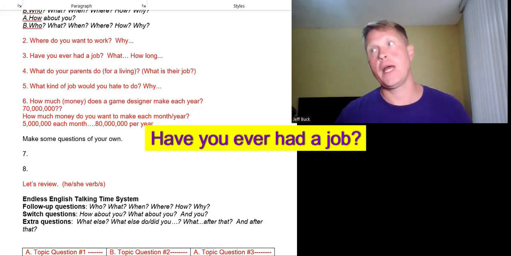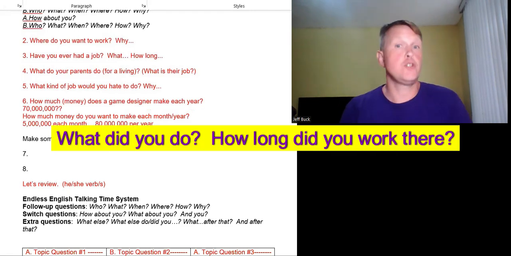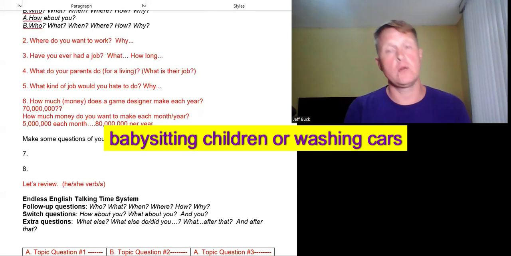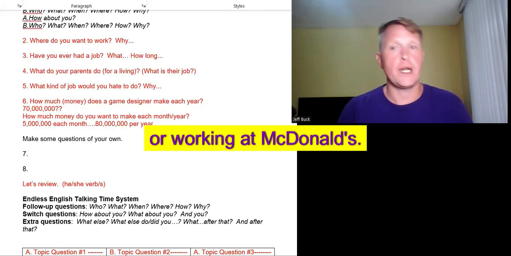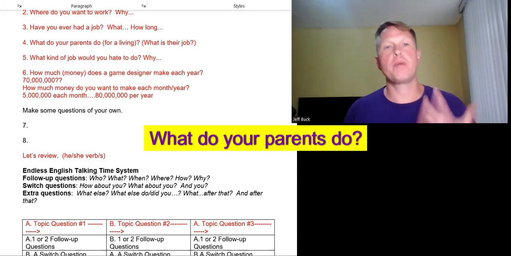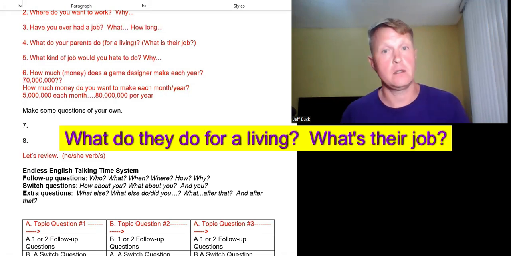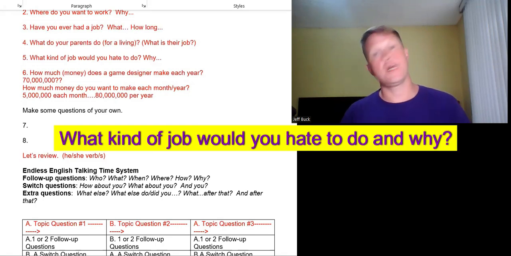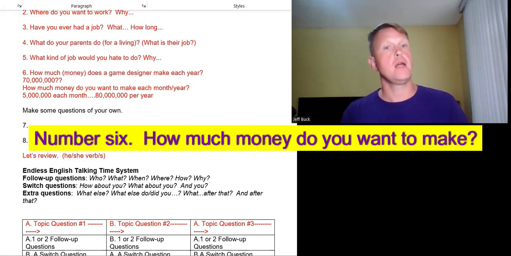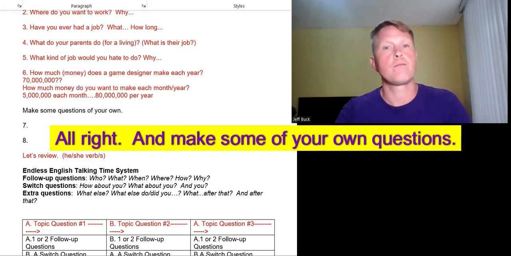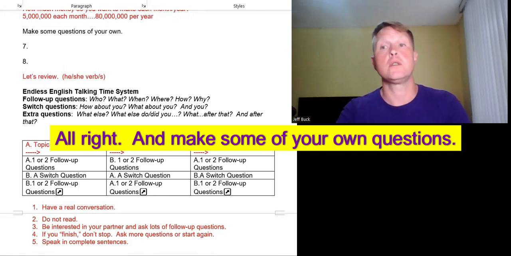Number 3, have you ever had a job? What did you do? How long did you work there? Maybe it was a part-time job, babysitting children, or washing cars, or working at McDonald's. Number 4, what do your parents do? What do they do for a living? What's their job? Number 5, what kind of job would you hate to do, and why? Number 6, how much money do you want to make? How much do you want to make each year or each month? All right, and make some of your own questions.